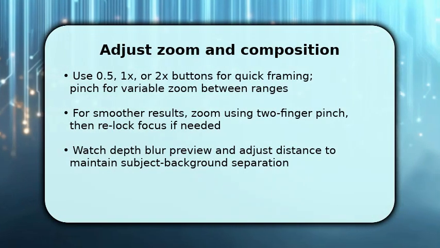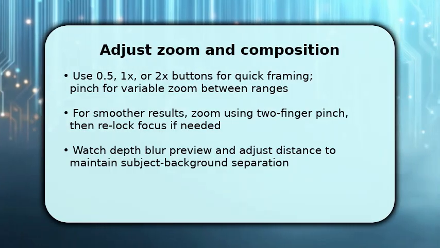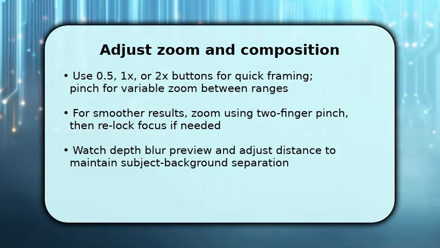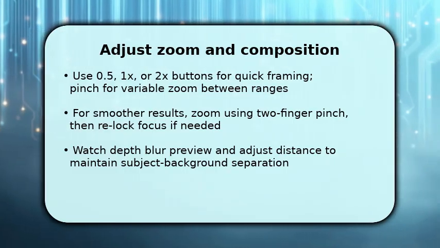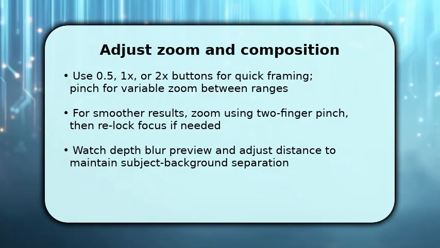Now refine zoom and composition. Tap 2x to use the telelens for tighter portraits, or pinch to smoothly adjust between 1x and 2x for precise framing because the iPhone blends data for better image quality. Make sure you don't overzoom beyond 2x.